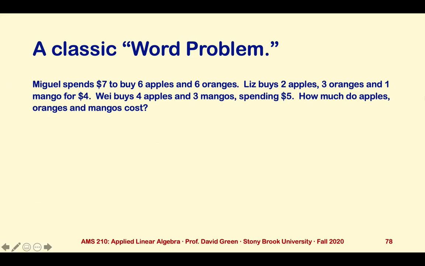The problem is presented here. Miguel spends $7 to buy 6 apples and 6 oranges. Liz buys 2 apples, 3 oranges, and a mango for $4. Wei buys 4 apples and 3 mangoes and spends $5. If this is the information we have, how much do apples, oranges, and mangoes cost?